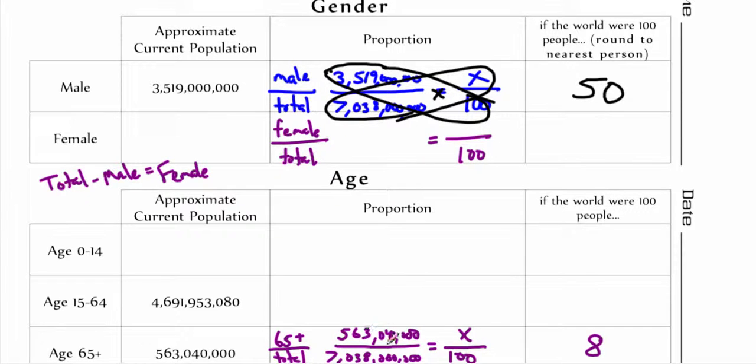But again, I just did my cross products. I multiplied my two diagonals to set up my equation. I don't have room for us to squeeze it in here, but you can do it on your separate sheet of paper. Divided both sides by 7,038,000,000 to get x by itself, and got my answer of 8. So let's see another one.